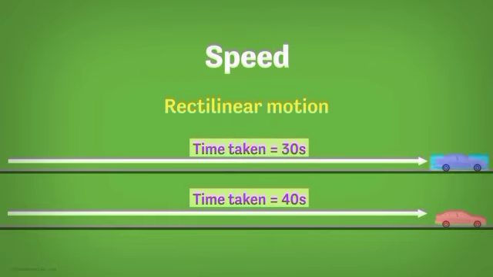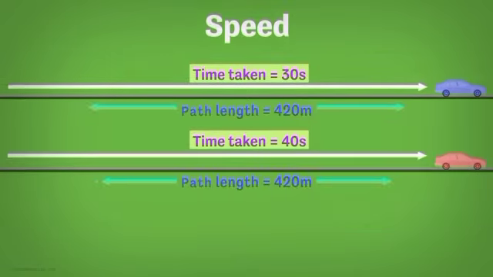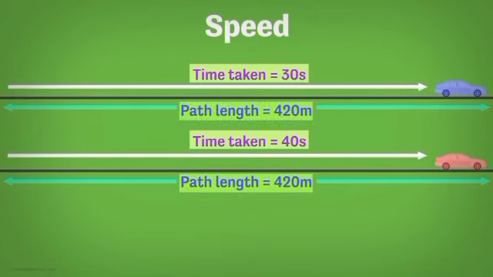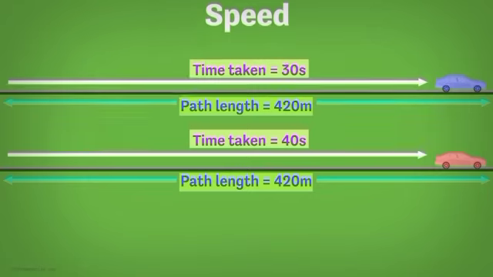By intuition, we can say that the blue colored car was traveling at a greater speed than the red one. Why? Because the blue colored car covered the same distance in lesser time. Let the length of this path be 420 meters. This path length is nothing but the distance that the car travels in a given amount of time.